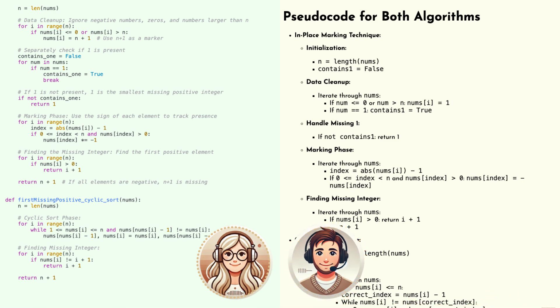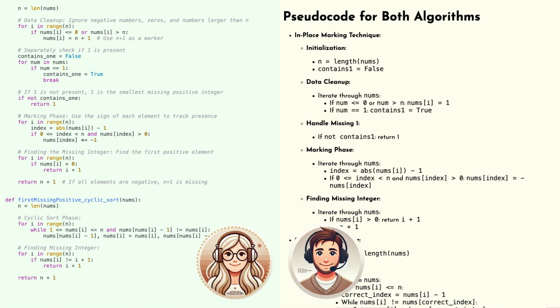So that while loop keeps swapping until the current element lands in the right spot. And of course, we need to remember those optimizations, skipping over those irrelevant or duplicate numbers. Absolutely. If the current element is less than 1, greater than the array length, or equal to the element at its target index, skip to the next element.